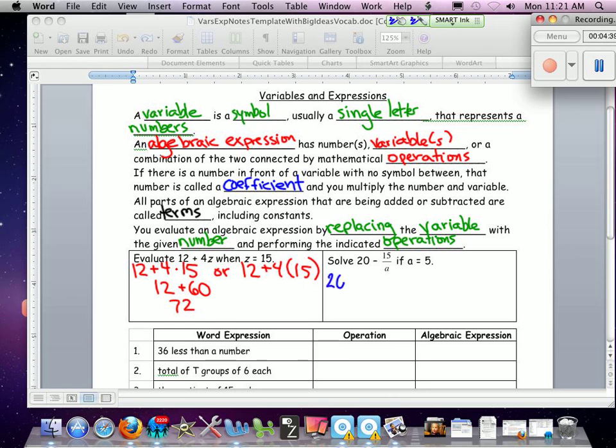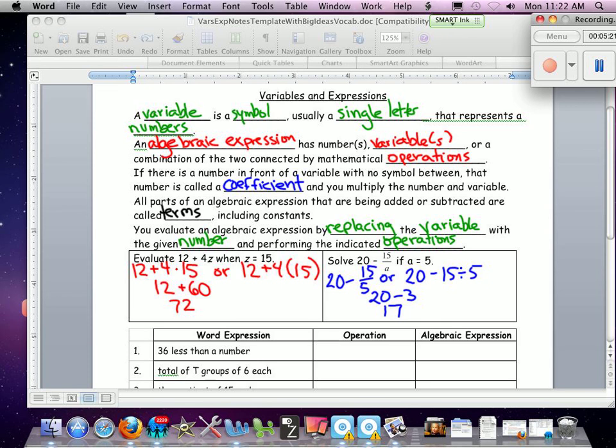For the next one, 20 minus 15 over 5. That fraction bar can also be rewritten as division if you want. But if there's more than one thing happening above that fraction bar, you're going to want to keep it in parentheses. This could be written as 20 minus 15 divided by 5 if you prefer. But again, once I've plugged in my number, and I do have to show that step of substituting the number for the variable, then it becomes order of operations. So 20 minus 3 becomes 17. So that's called evaluating an algebraic expression.